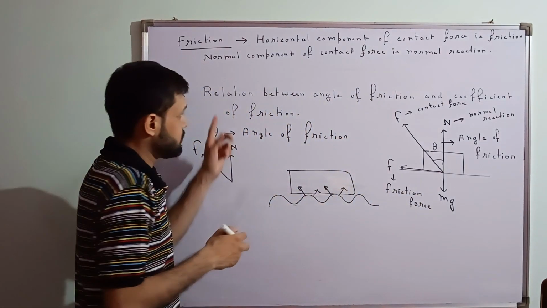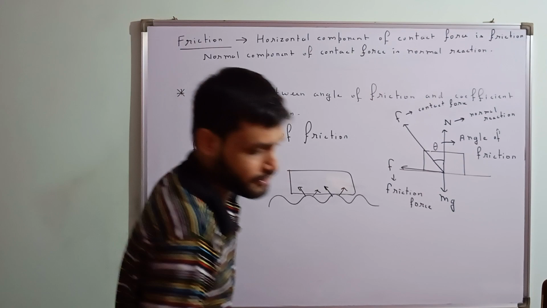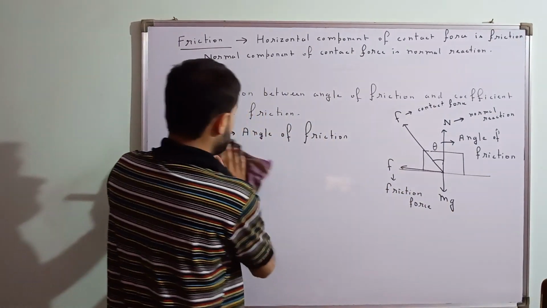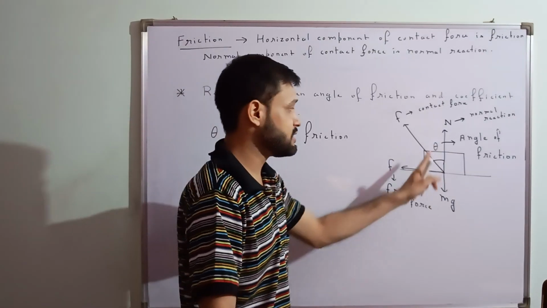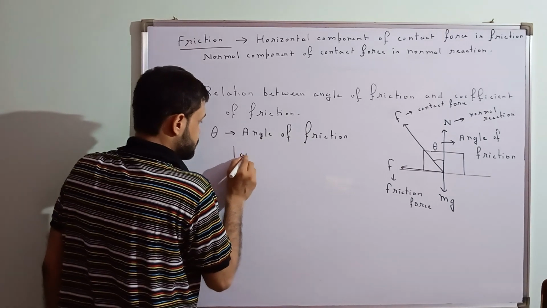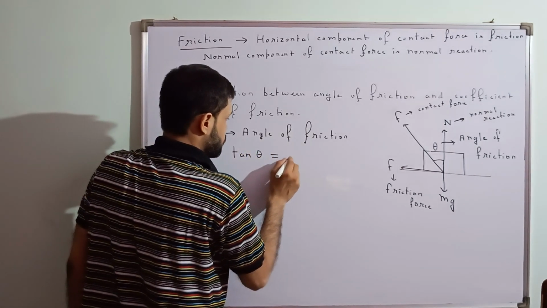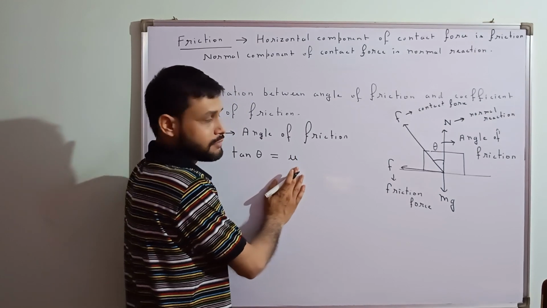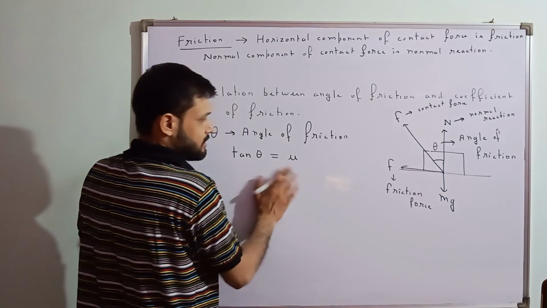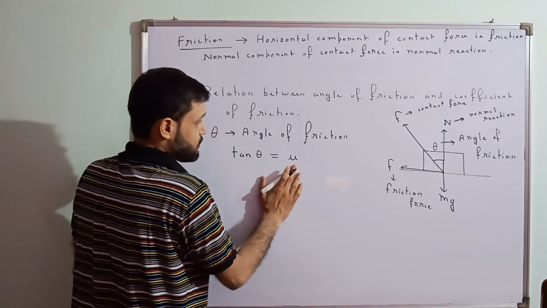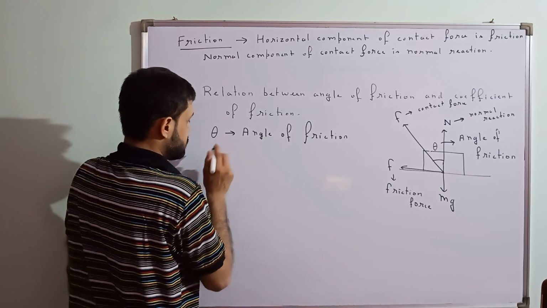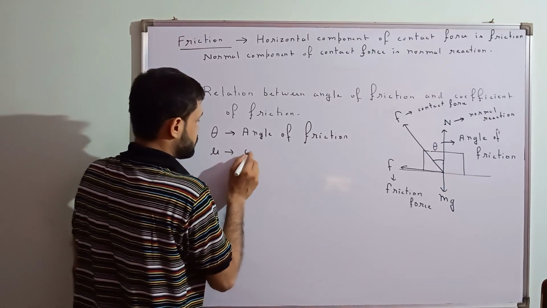Now you can see over here the relation between angle of friction and coefficient of friction. So what is the relation? If theta is the angle of friction over here, this angle is the angle of friction. So now what can I write? I can write tan theta is equal to mu, where mu is the coefficient of friction. It can be kinetic friction or static friction, any. So I am writing mu only.